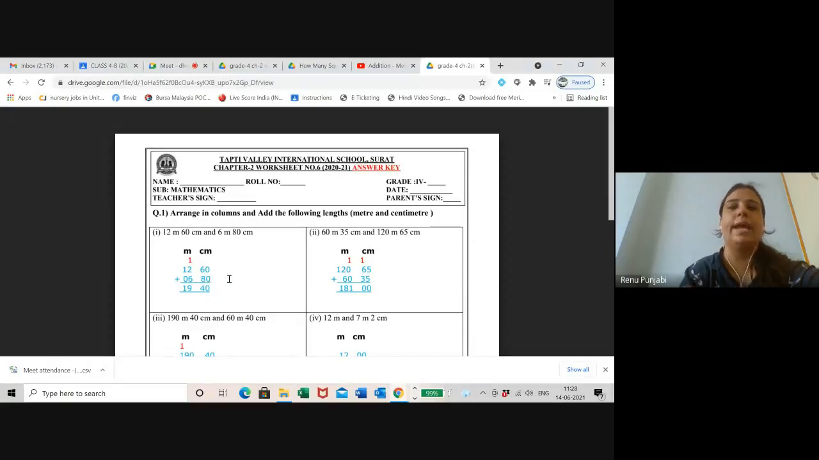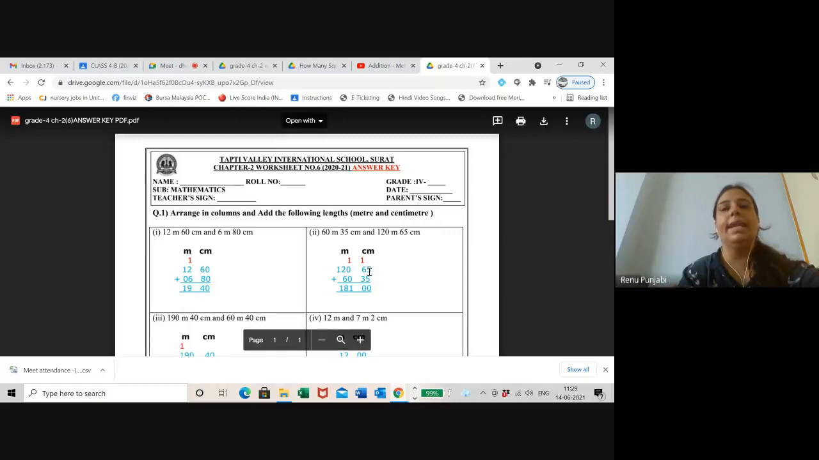6 plus 8 is what? No, don't write. I will send this worksheet in the classroom. First understand the way we are doing it. 6 plus 8 is 14. 4 will come, 1 will carry forward. 6 plus 2 is 8 plus 1, 9, and 1 is this. Till here it's clear, the first sum? Yes, ma'am. Go to the next one.